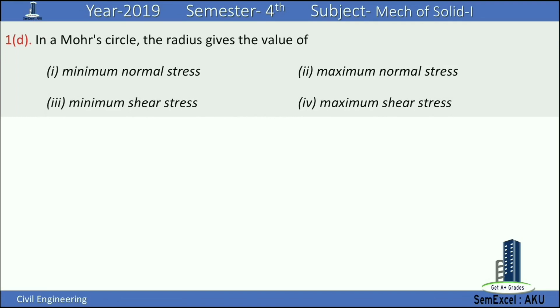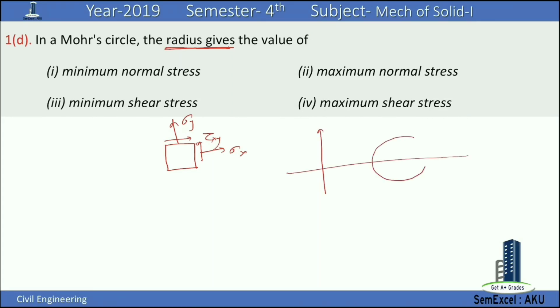In Mohr circle, the radius gives the value of, means in Mohr circle, what is this radius? Let's say we have one element. There is sigma x here, sigma y here, and tau xy is acting on the surface. For this, the Mohr circle can be drawn as this one. This is the Mohr circle.